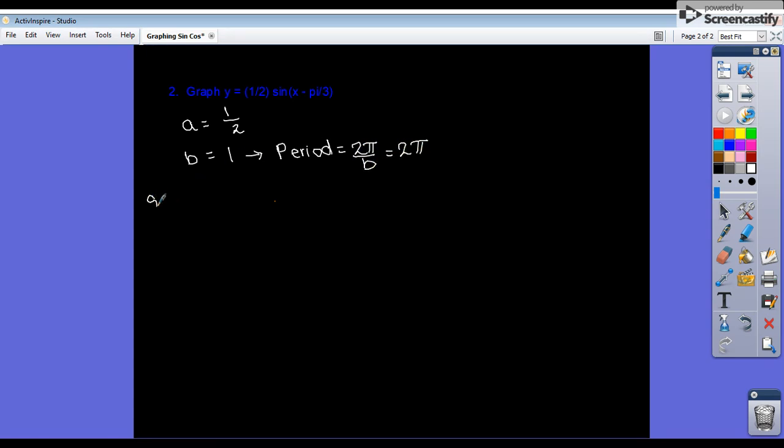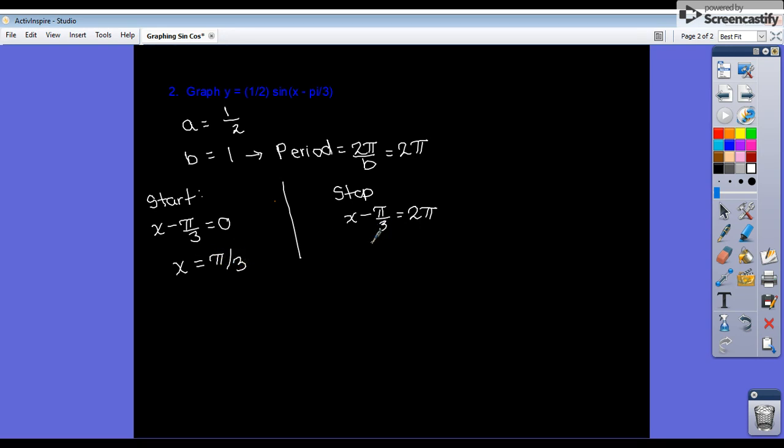And to find out where the start and stop is, I'm going to set my parentheses, which is x minus pi over 3, equal to 0. And for the stop, x minus pi over 3 equal to 2 pi. So in this case, for the start, x will equal pi over 3.